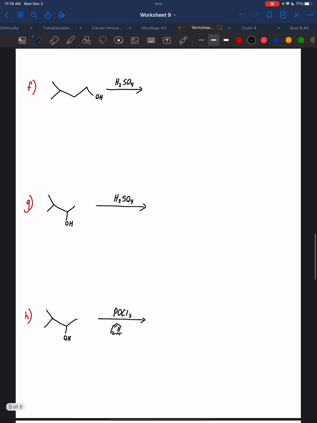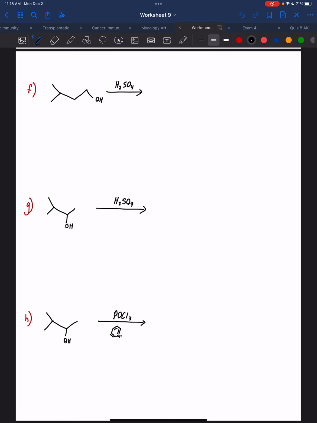But honestly, if it takes too long, I'll just do the products for some of them, and I guess for the starting reactions, I'll do the mechanisms. So we're going to start off with sulfuric acid.